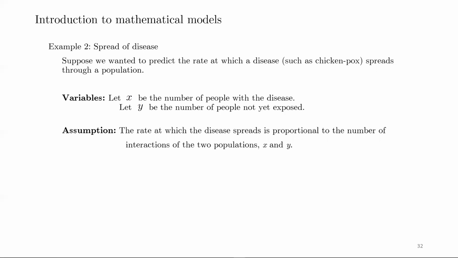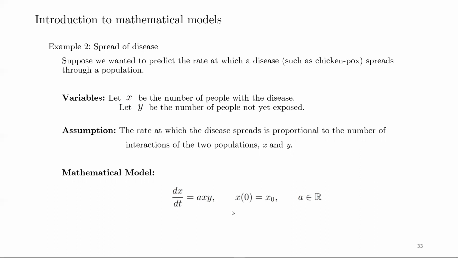But if all the x people who have the chickenpox hang out with the y people who don't have chickenpox, then that disease is going to spread between these two populations. Okay, it's going to move from the people who have chickenpox to the people that don't yet have chickenpox. And so we can write this as a mathematical model. The rate at which the number of people with a disease grows is proportional, with a being a constant of proportionality, to the interactions between these populations. And we can write this as x times y.